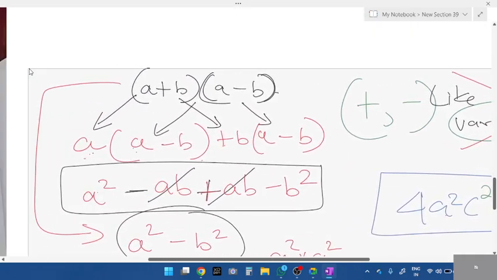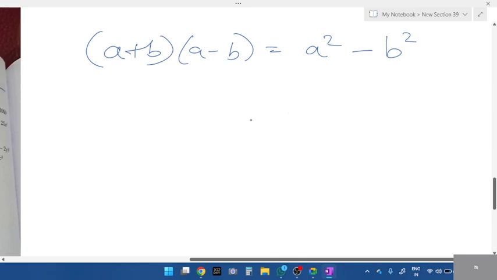Bracket rule I've completed. I've taught you all bracket rule, and there is one formula which I gave you all. A plus B into A minus B. What's the answer for A plus B into A minus B? Direct answer. A square minus B square. The next entire exercise is going to be based on this.